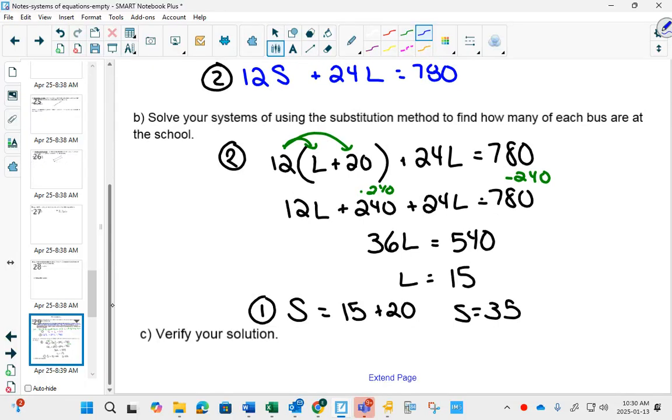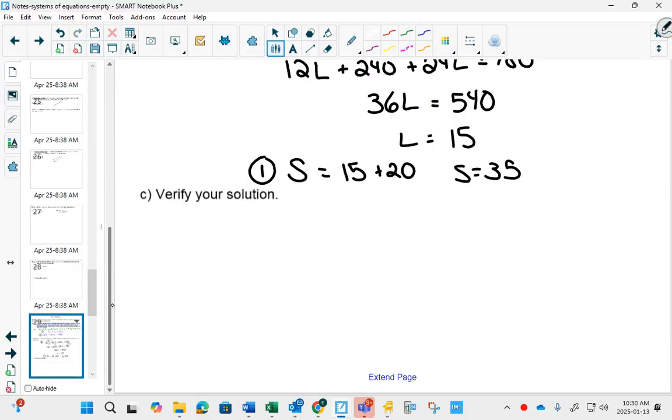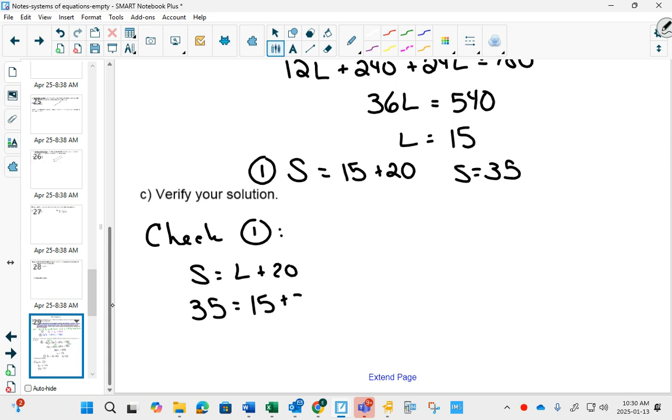And to verify your solution, we have to check equation 1. Equation 1 said S equals L plus 20. If you plug in S at 35 and L at 15, it works.